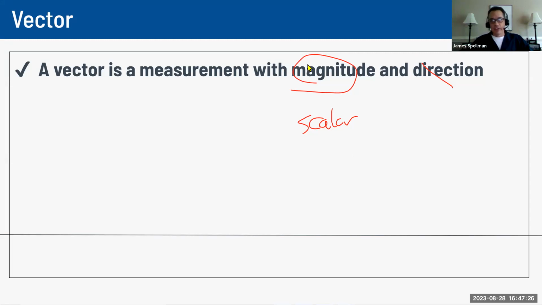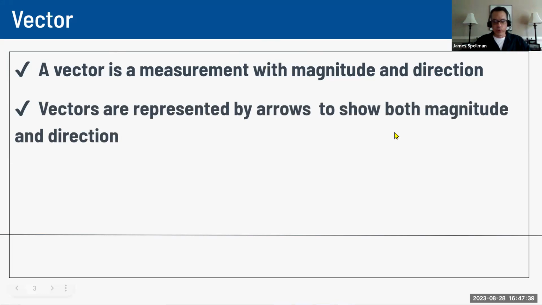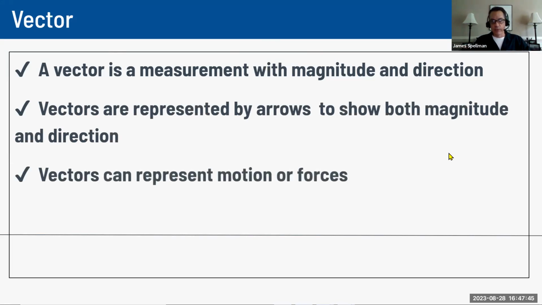So vectors have magnitude and direction. This is when we talked about velocity. Velocity was a vector measurement because it had an amount and a specific direction. A lot of times when we're talking about vectors, we represent them by arrows, and these arrows show both the magnitude and the direction, based upon how long the arrow is and obviously in which direction it goes.